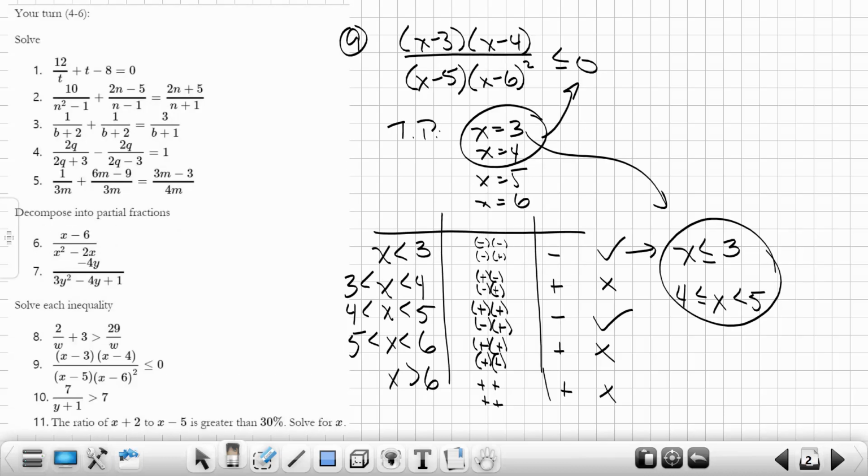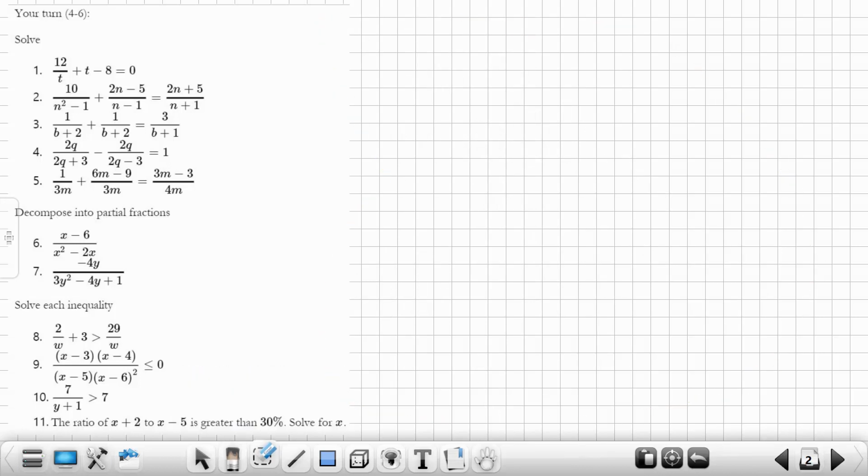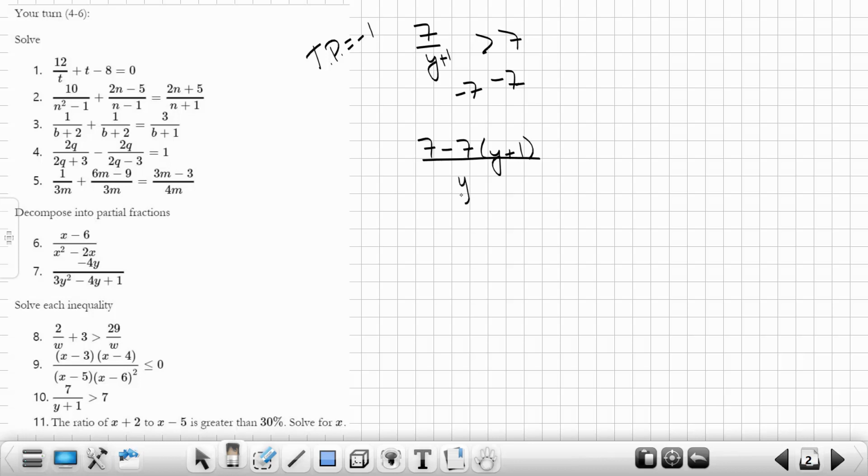Oh. Number 10. Seven over y plus 1 is greater than 7. So my test point is negative 1 right now. I'll get my other one when I subtract 7 and get a common denominator. So I have 7 minus 7 times y plus 1. I'm just getting a common denominator. All over y plus 1 is greater than 0.